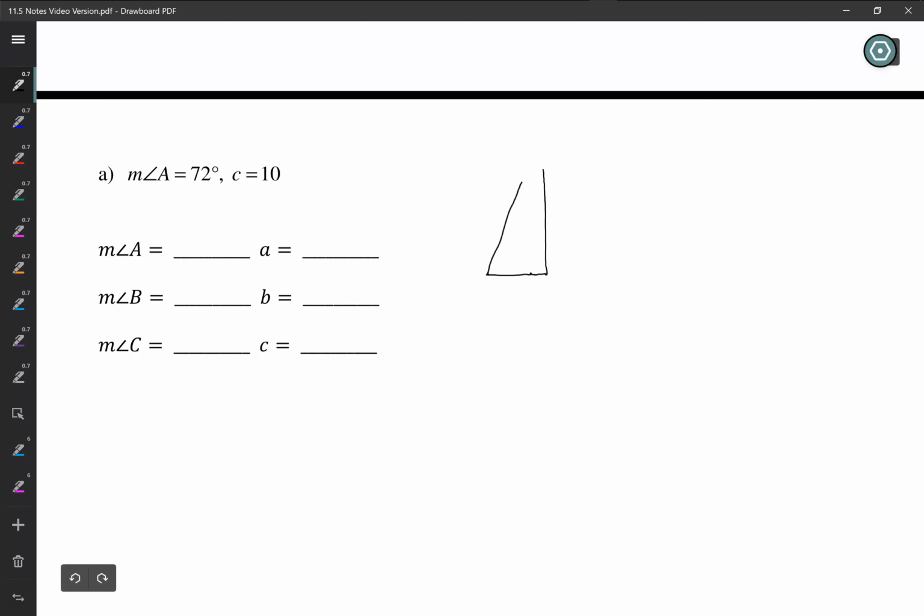And I know it's a right triangle, so I need a right angle there. So here's my right angle. Here's 72 degrees. So the 72 degrees, that's angle A, and the right angle is angle C, and the other angle is angle B. Now I'm also told that side little c, that's the hypotenuse, is 10. So I can go ahead and fill those things in here.